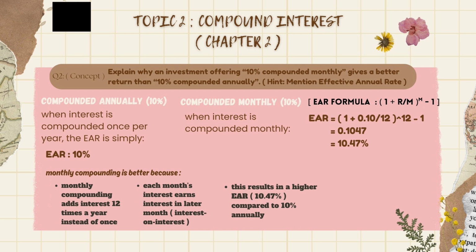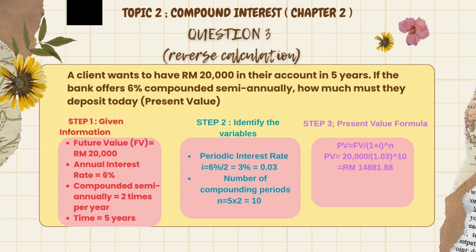So, compounded monthly results in a higher EAR compared to 10% annually.